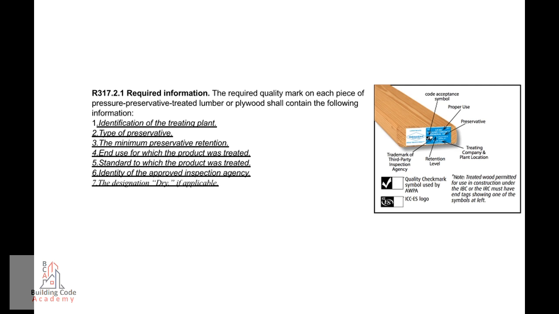R317.2.1 Required information. The required quality mark on each piece of pressure preservative treated lumber or plywood shall contain the following information. 1. Identification of the treating plant. 2. Type of preservative. 3. The minimum preservative retention. 4. End use for which the product was treated. 5. Standard to which the product was treated. 6. Identity of the approved inspection agency. 7. The designation dry, if applicable.